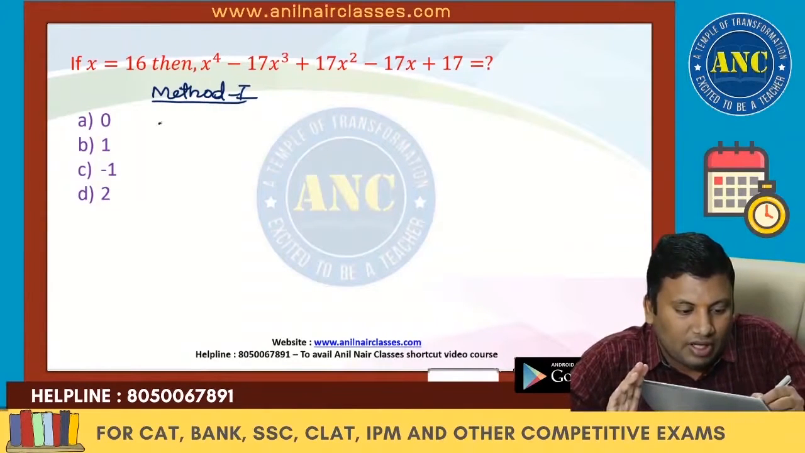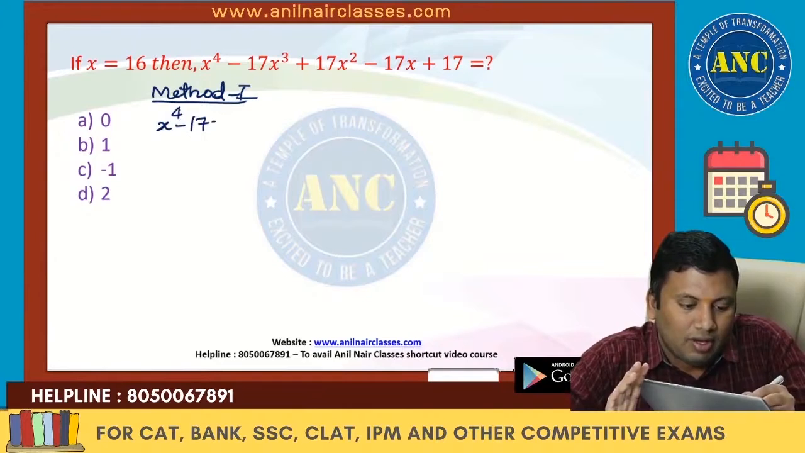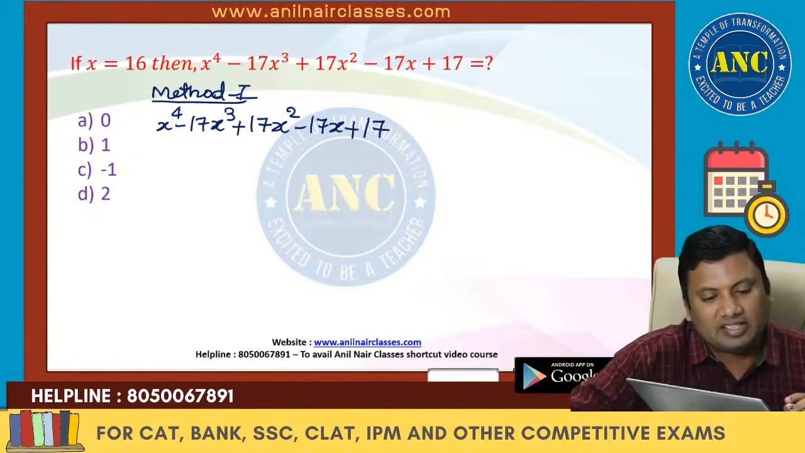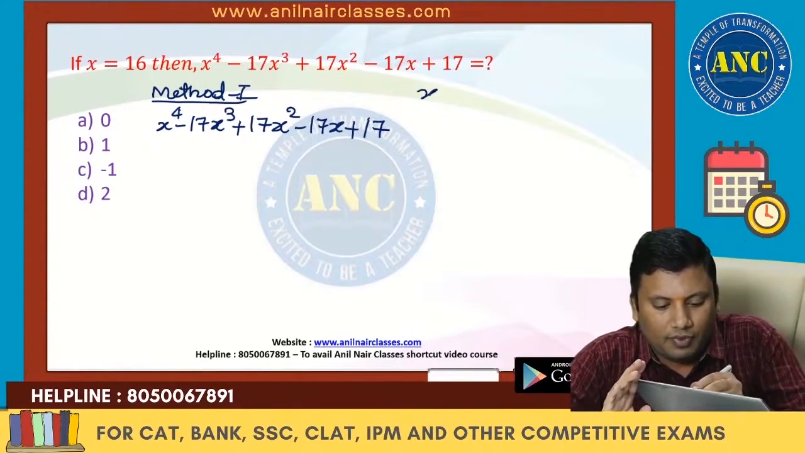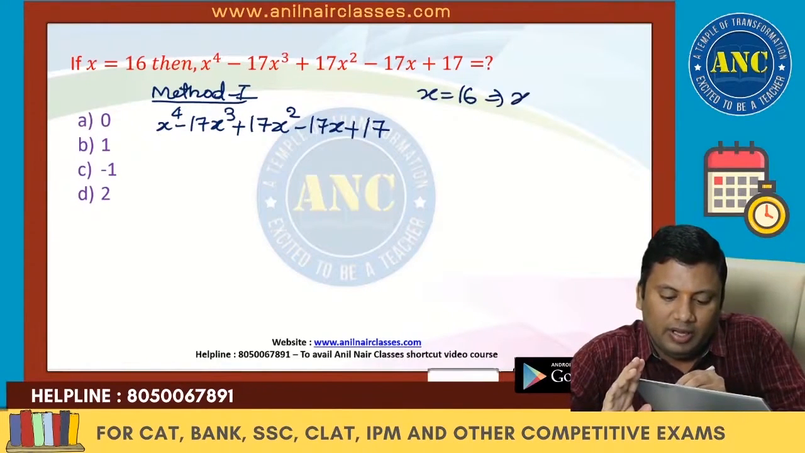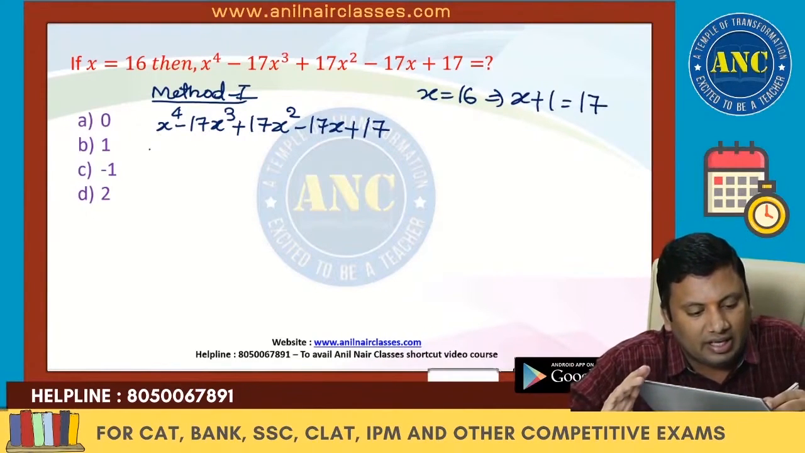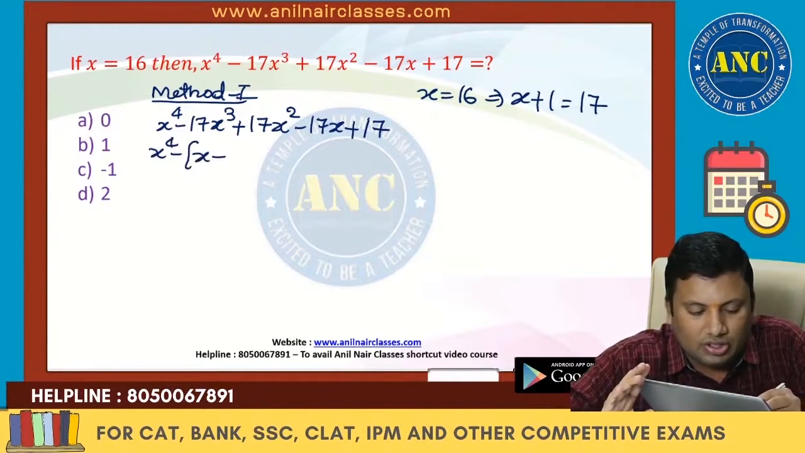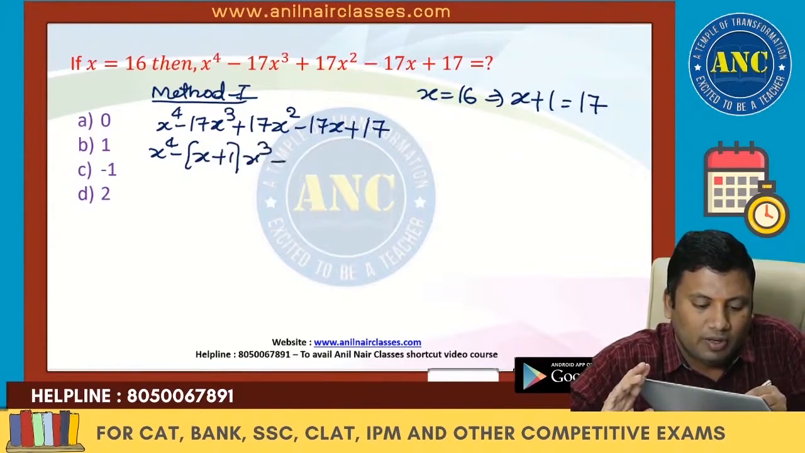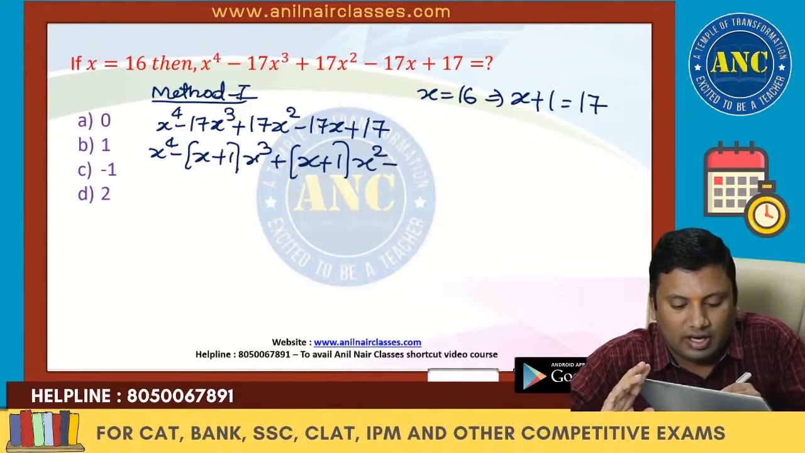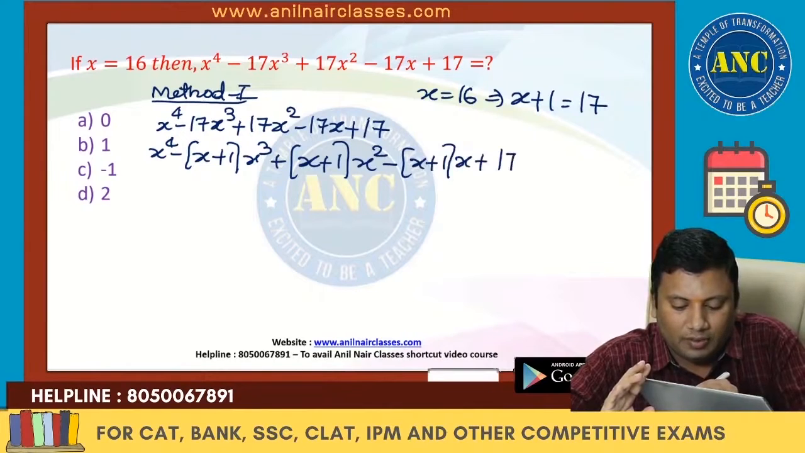Method number 1. This is x power 4 minus 17x cube plus 17x square minus 17x plus 17. If x is 16, find the value. x is 16, that means x plus 1 is nothing but 17. Wherever 17 is there, substitute x plus 1: into x cube, into x square, into x.